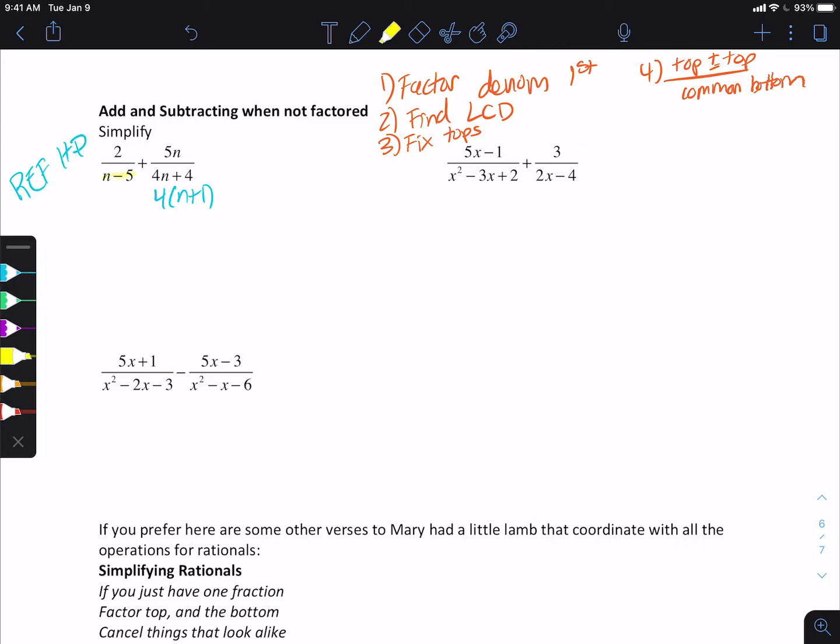So I have to represent the n minus 5. I have to represent the n plus 1. And I also have to represent the 4. So this is my least common denominator. Then I'm going to compare. To go from here to here, I only have the yellow, so I'm missing both the red and the orange. So that means I need to multiply by 4 and by n plus 1. On my second one, I've got both the 4 and the n plus 1, but I'm missing the yellow one, so I have to multiply by n minus 5.